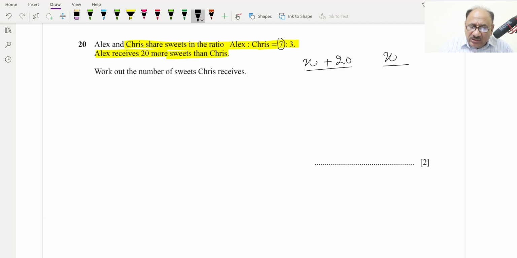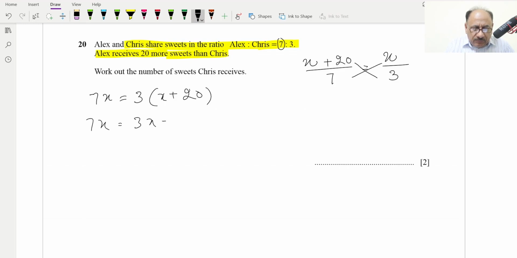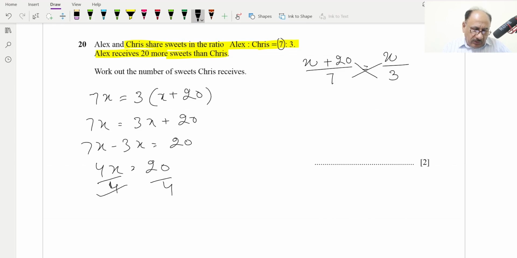So x plus 20 over 7 will be equal to x over 3, and this will be our equation. After forming this equation, we can cross multiply, and this will be 7x is equal to 3 into x plus 20, so 7x is equal to 3x plus 20. So 7x minus 3x is equal to 20. We have shifted 3x to the side, so 4x is equal to 20. We can divide both sides by 4 and we will get 5. So x is equal to 5.